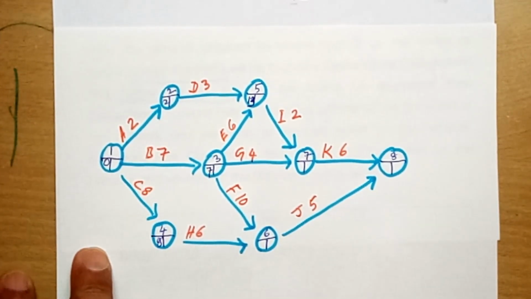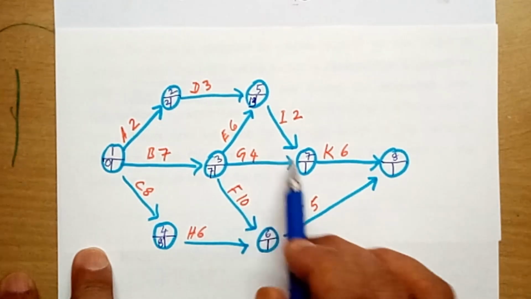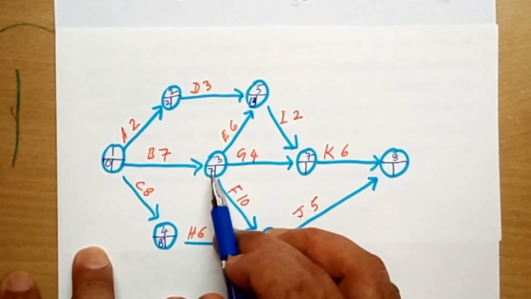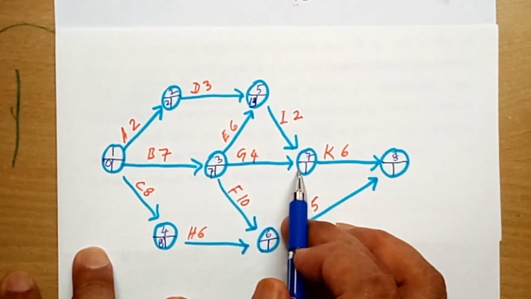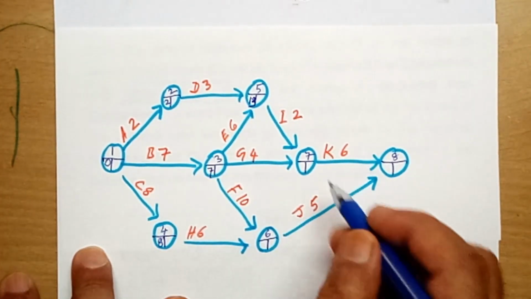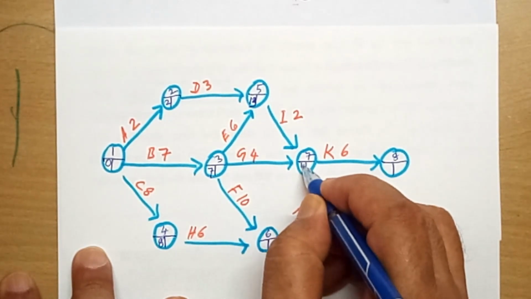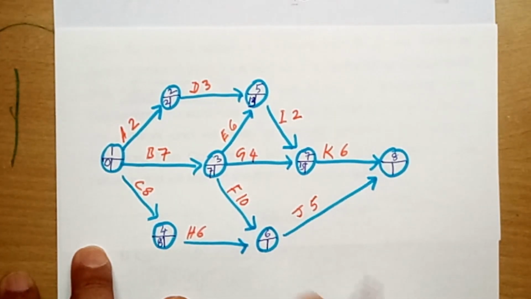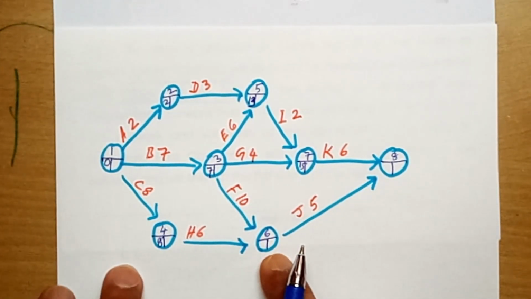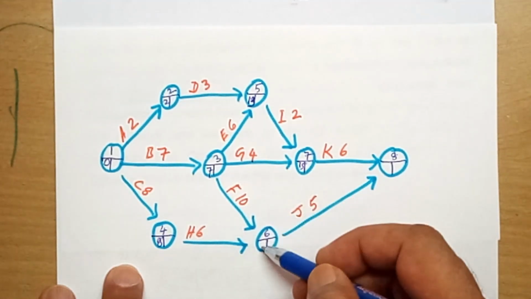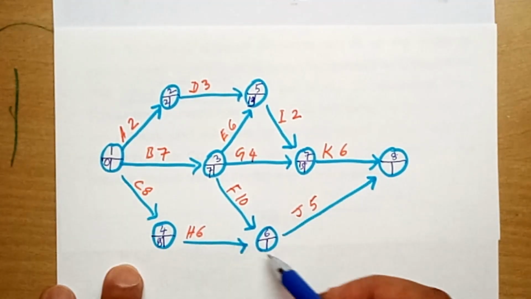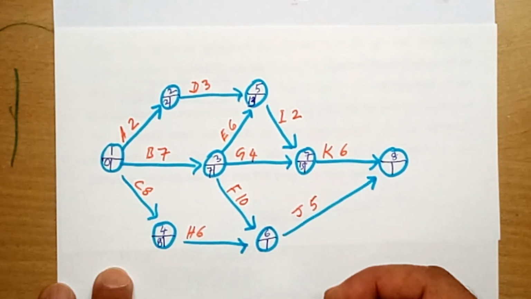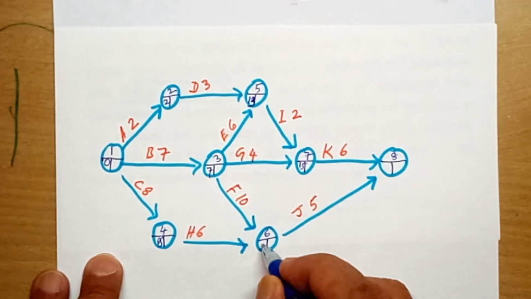Now, see again the same situation comes for this node also. 13 plus 2 is 15, whereas 7 plus 4 is 11. So what do you take? You take 15. For this node also, you will have the same situation. 7 plus 10, 17, whereas 8 plus 6 is 14. So what do you take? You take 17, the highest one.